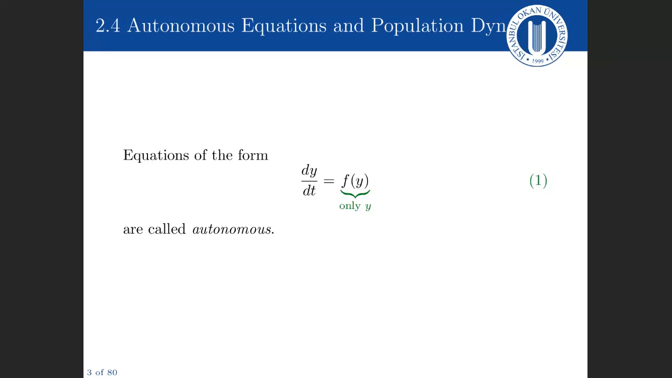What is an autonomous equation? An autonomous equation is simply an equation of the form dy dt is equal to some function of y. As long as the function is only a function of y, then this equation is an autonomous equation.